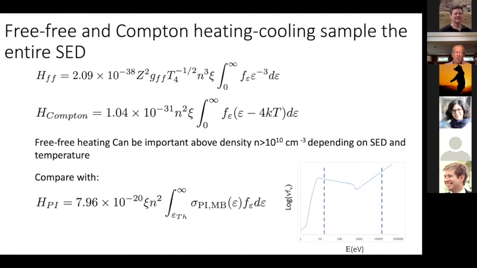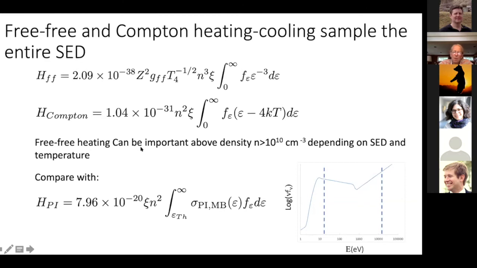And so what this means, these are expressions for the rates of these processes, and you can see that free-free is very sensitive to the soft end of the spectrum, and Compton can be either sensitive to the soft or the hard end of the spectrum, depending on the shape, and that they can both win over photoionization heating if the ionization parameter is small. If the ionization balance is small, if the ion fractions are small.